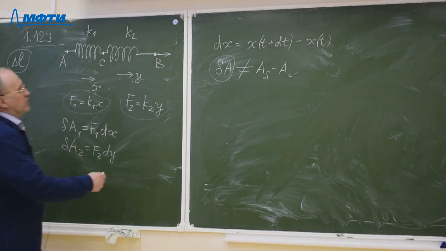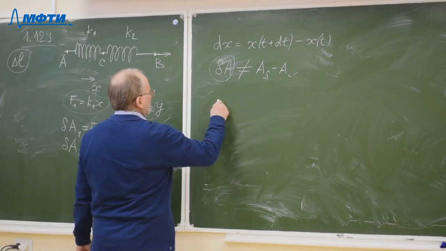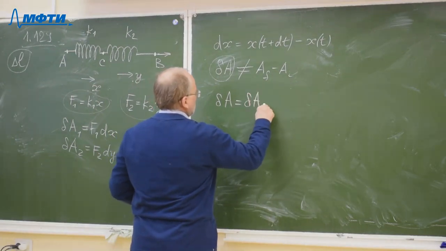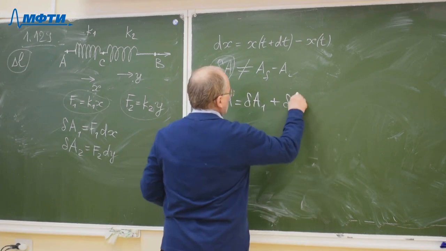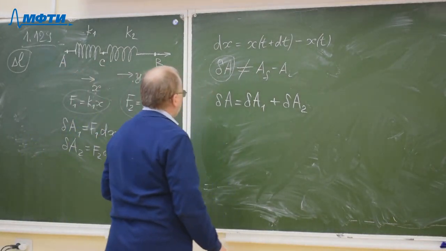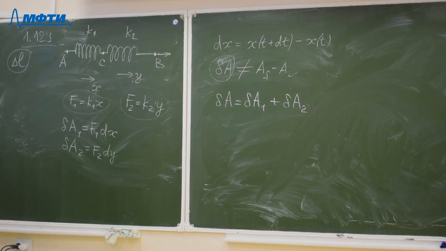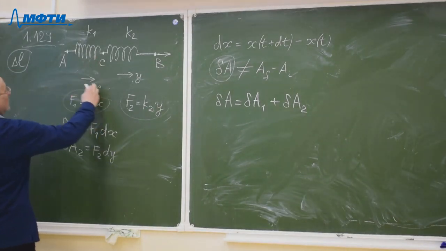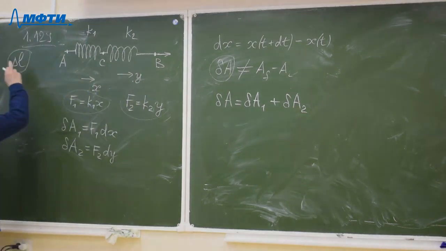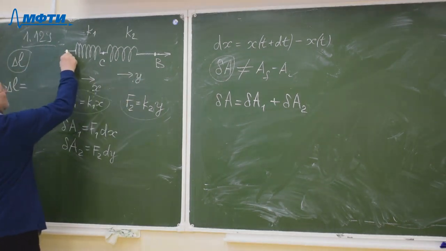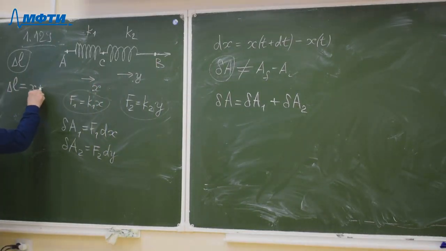So in this particular problem, the total work, well, some portion of work, will be a portion of work performed to elongate the first spring plus some work which is needed to elongate the second spring. And this quantity must be the minimum possible in this problem. What do we know about x and y? x is the elongation of the first spring and y is the elongation of the second spring, so that the total elongation delta L of both springs, that is the change of distance between points A and B, will be just x plus y.